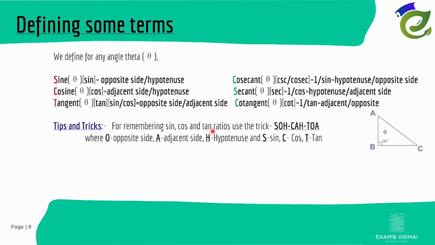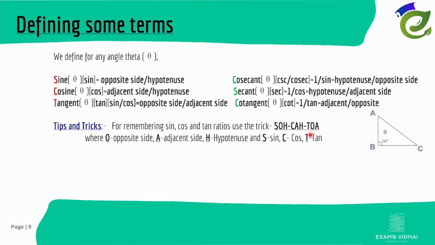So for remembering sine, cos and tan ratios, use this bolded underlined letters trick. It is SOHCAHTOA. I'll give you the expansion. S stands for sine, C stands for cos, and T stands for tan. And O is opposite side, A is adjacent side, and H is hypotenuse.